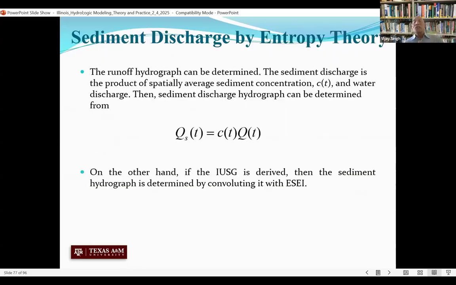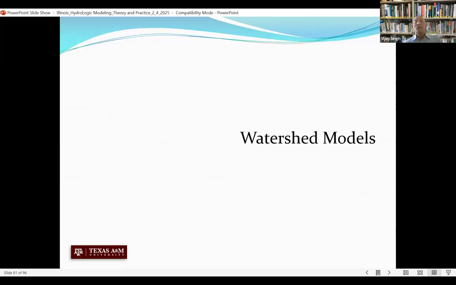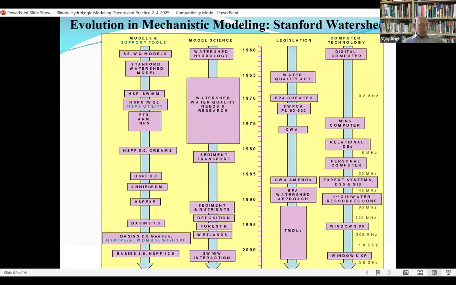Or you can do, as I said, by simply deriving the discharge and the concentration separately. And so this is the sediment yield and this is the sediment discharge hydrograph. Anyway, now if you combine all these components, then of course here I want to make only one point, and that is in the beginning there was emphasis on component modeling. Then, of course, beginning with the advent of computers in the middle 60s, the watershed models started getting developed, particularly with the beginning of the Stanford watershed model.